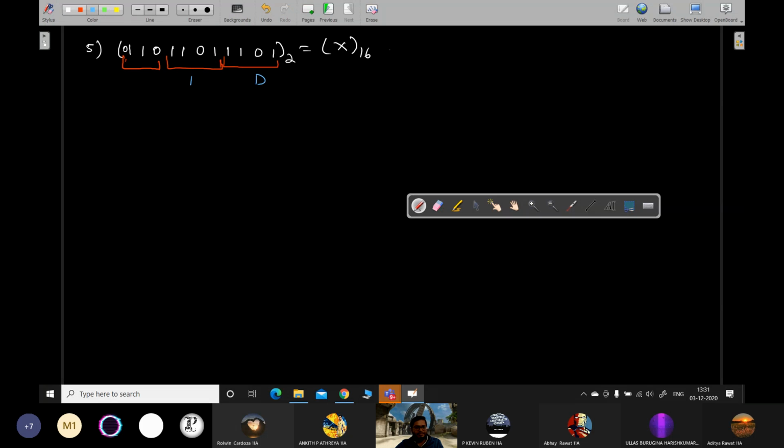This again is D, and then this is 0, 1, 2, 4. So this is 0, this is also 0, so 1, 2 and 4. 2 and 4 will give you 6. Correct. So this will finally evaluate to 6, D, 16.